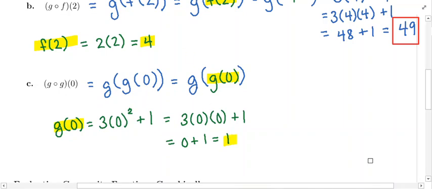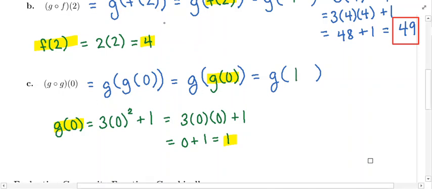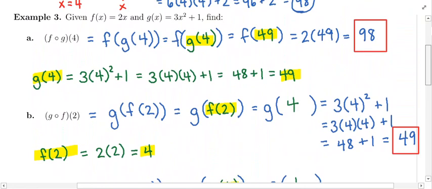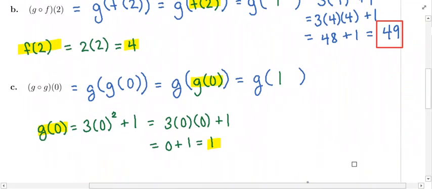Now if I go up to my previous work, I have g of g of 0. g is still on the outside, but the stuff in yellow on the inside, g of 0, we just computed to be 1. So the whole problem has been reduced to g of 1. Now I need to go to g and plug in 1 for x. Again, it's the same function. g of x is 3x squared plus 1. Now we're going to substitute 1 for x.